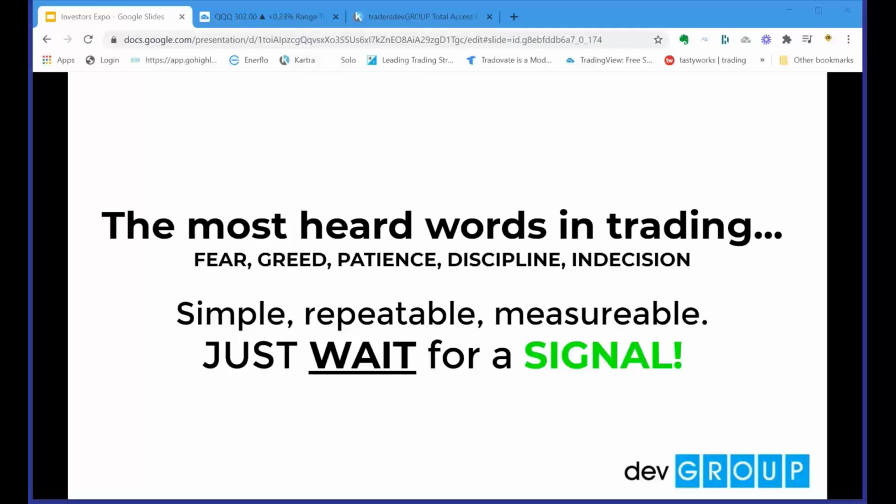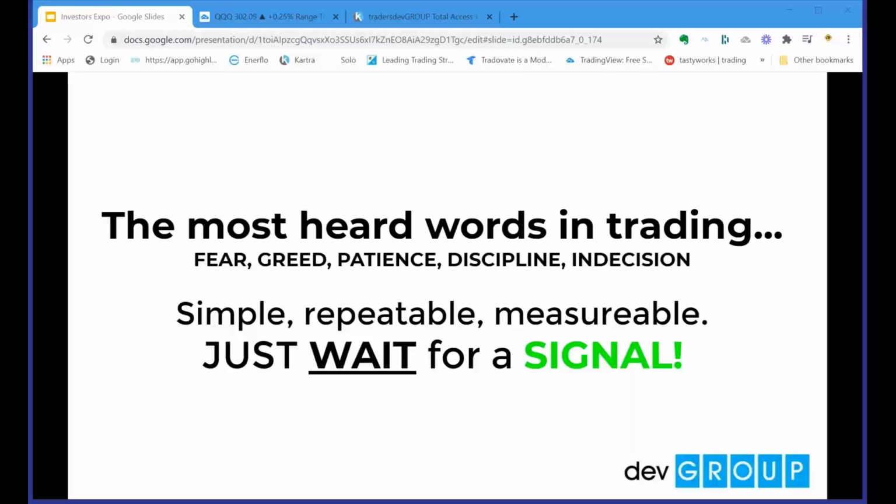If you have fear, just wait for a signal, okay? If you have greed, wait for a signal. If you're impatient, you have to wait for a signal. If there's any sort of discipline or indecision issue, because once you measure a trading strategy with some very, very simple forms of automation, a signal telling you when that condition exists, you really have the beginning of something actually pretty powerful.